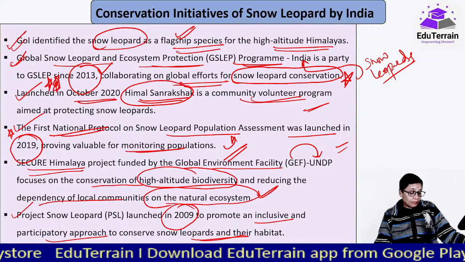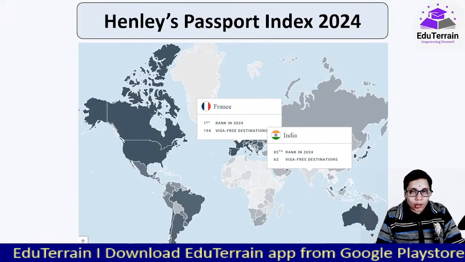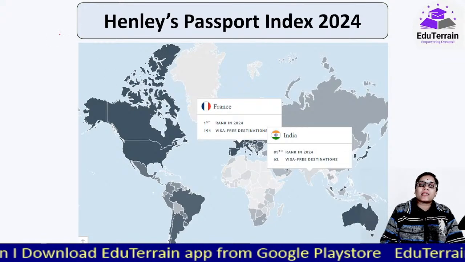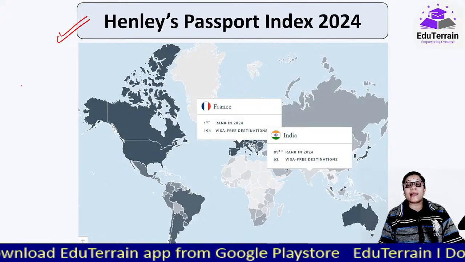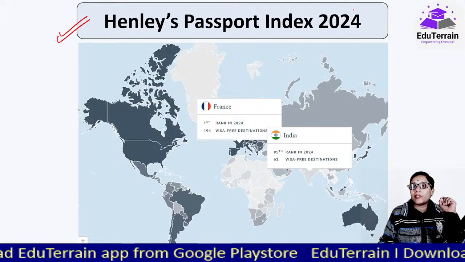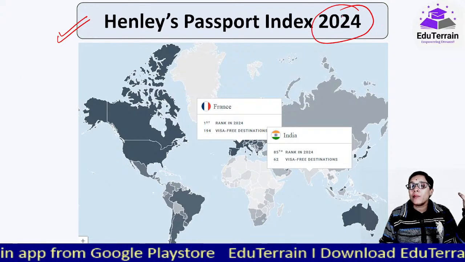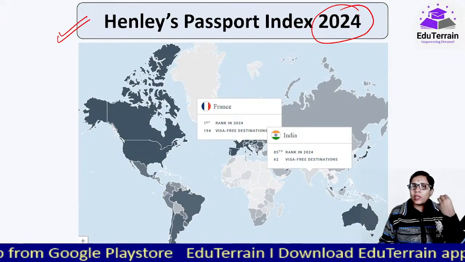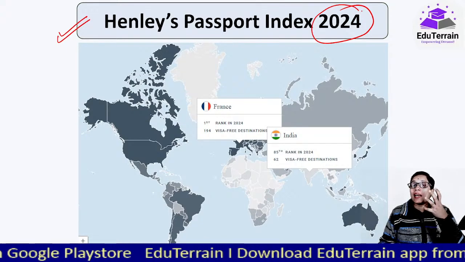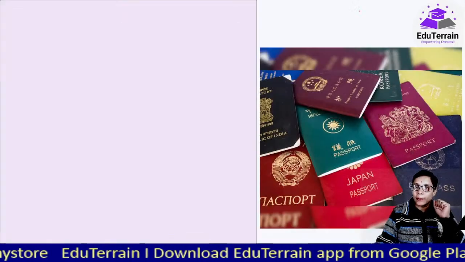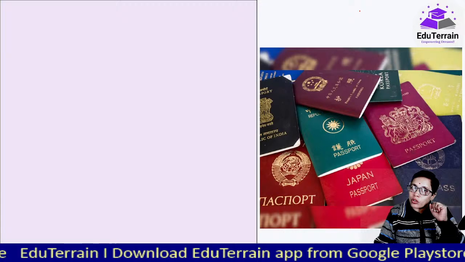I'm sorry. Now, that completes our snow leopard census. Next comes the Henley Passport Index that has been released very recently for the year 2024. Actually, they release monthly data, based on the data they keep receiving, but the analysis and so on is provided once a year only. Okay, this is that report for the year 2024.